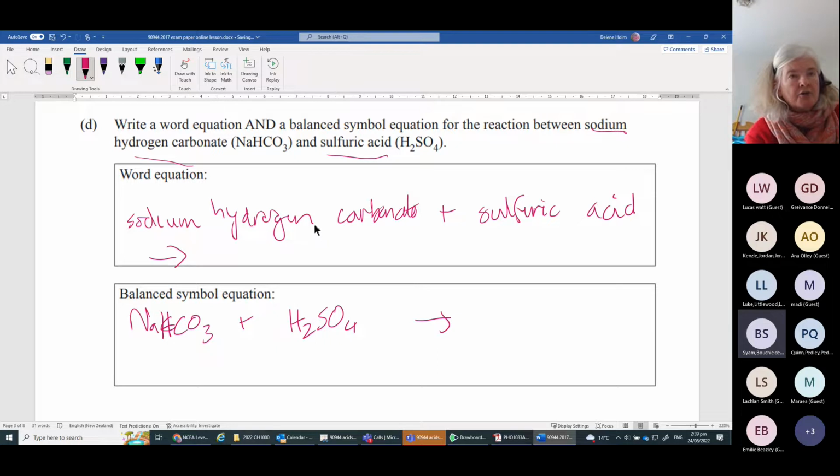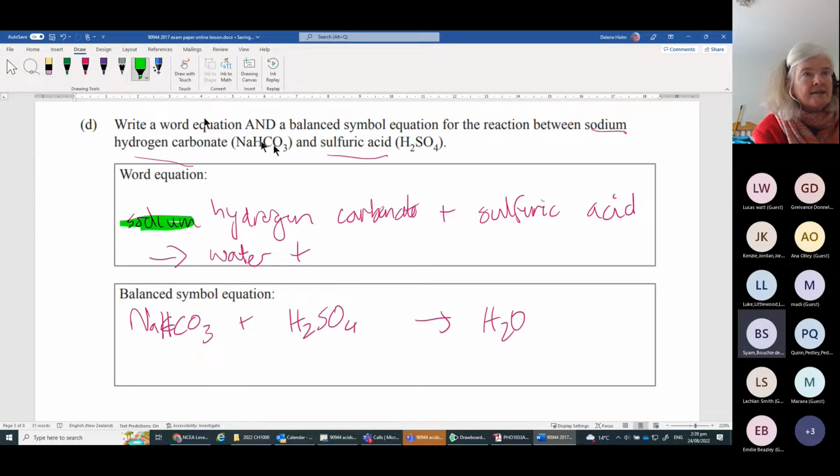Okay, now you've got to go, okay, what are my products? Well, with an acid and base, you're always going to have water. So put that in straight away. And you're always going to have a salt. Now, for a salt, it's going to be the cation of the base and the anion of the acid. So it's not very easy to see over here. So I'm going to say cation of the base and the anion of the acid.